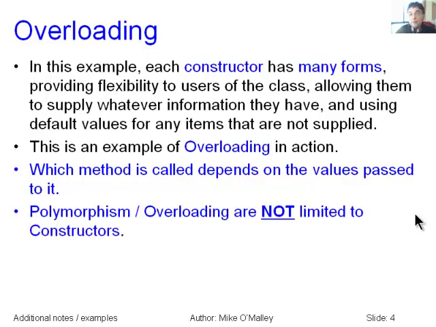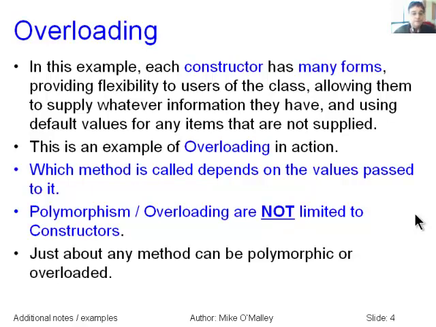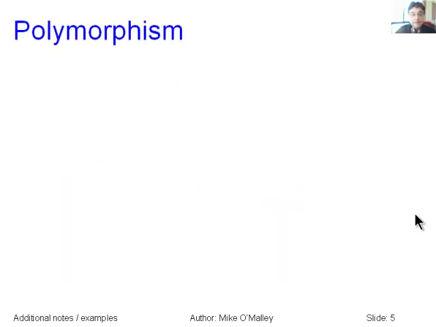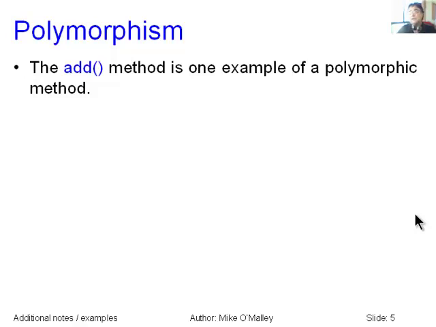And of course, polymorphism and overloading are not limited just to constructors. Any method, or just about any method, can be polymorphic or overloaded. Okay, so let's look at polymorphism now. Polymorphism is very similar to overloading, but instead of the parameters determining which method is called, it's the context of the call. What's the type of object that's invoking the method or being involved in the invoking of the method?